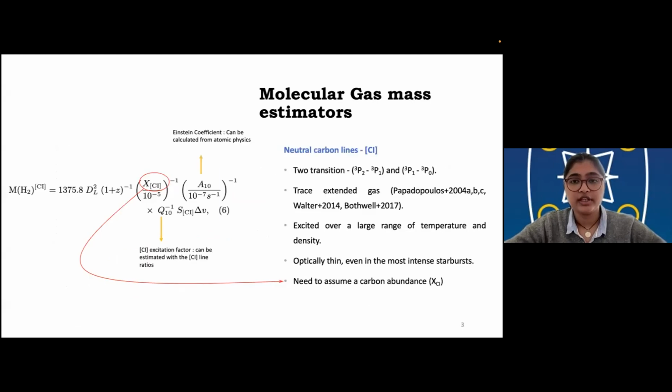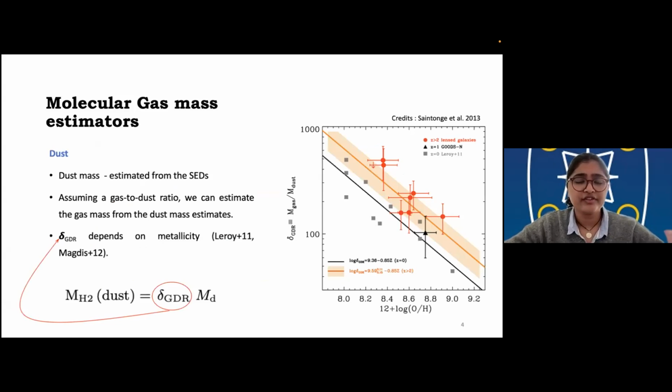The other method could be using the neutral carbon lines. These have two transitions, and both are known to trace extended gas and remain excited over a large range of temperatures and densities. In the formulation on the left, we need two factors. One is the C1 excitation factor, shown as Q10, but this can be constrained if we can observe both the C1 transitions. The second factor is the C1 abundance, which we still need to assume, and it also varies with metallicity.